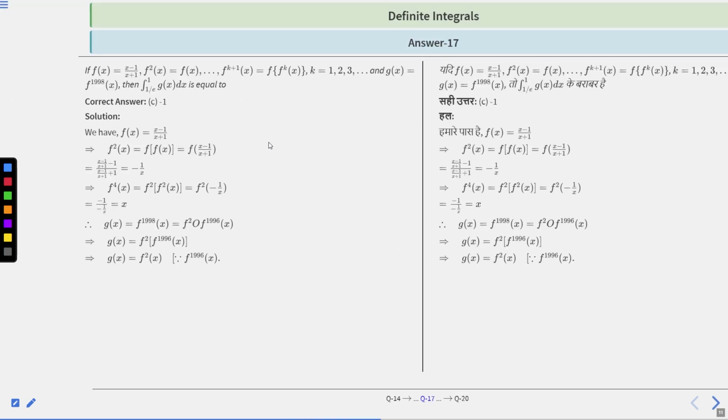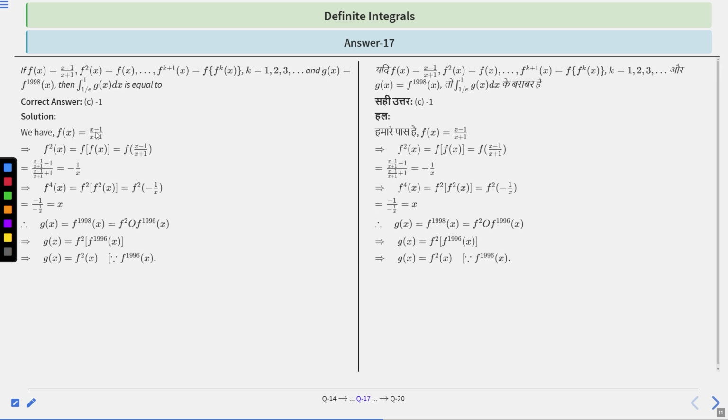Okay, let's move to the solution part. Here f(x) is equal to (x - 1)/(x + 1). Therefore, f²(x) is basically f of f(x), right? Which is equal to f of (x - 1)/(x + 1). And f²(x) is basically [(x - 1)/(x + 1) - 1] / [(x - 1)/(x + 1) + 1], which is minus 1 by x.